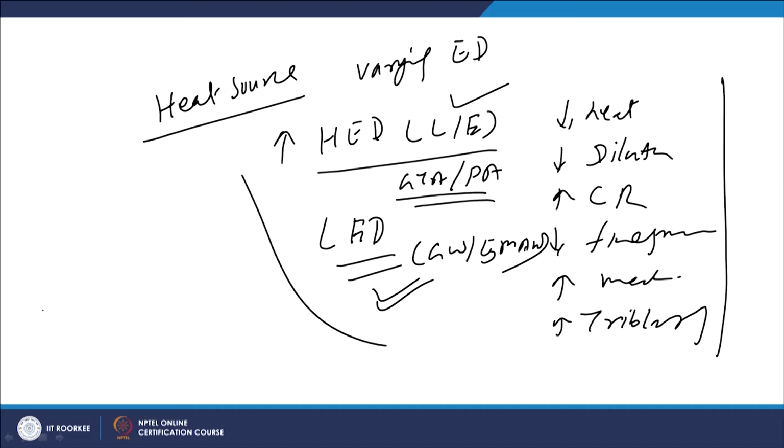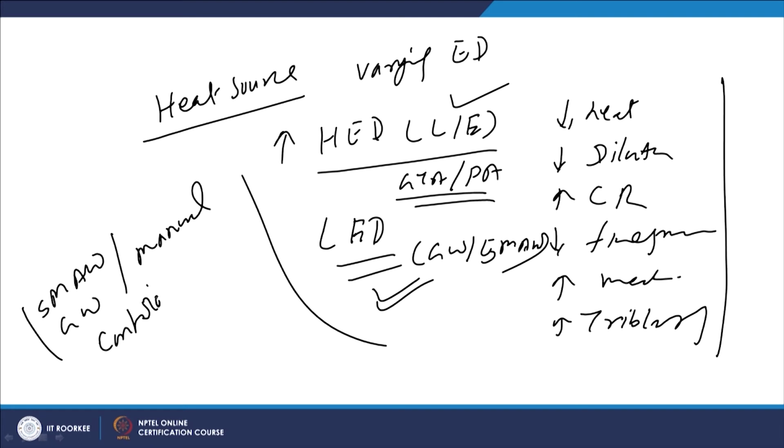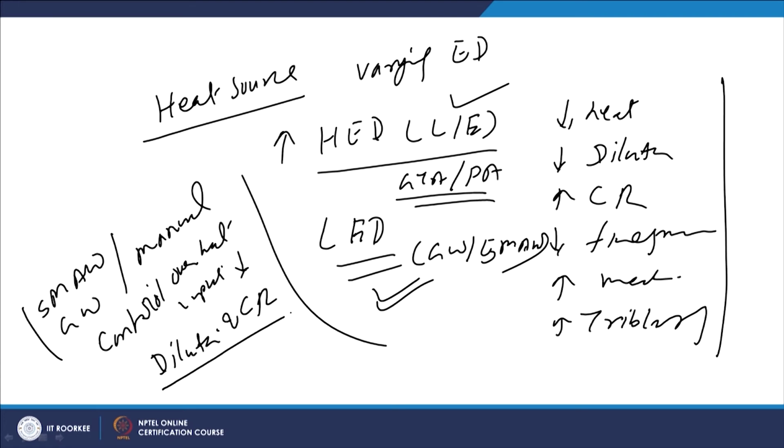Now, in general, wherever we use shielded metal arc welding or gas welding kind of processes, we do not have very good control over the heat input and the melting of the substrate, because mostly these are manual processes. So, the control over heat input is less, and since the heat input is not well controlled, the dilution and cooling rate both are not controlled properly, and that is why we get poor quality of the modified surfaces developed using the SMAW and GMAW processes.